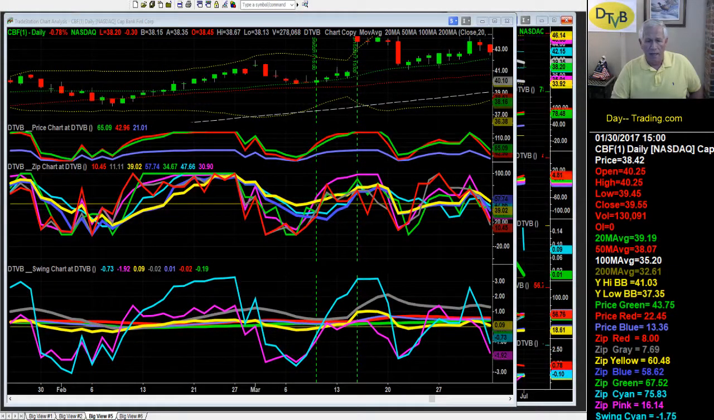Other patterns like the yellow twins, that would be the zip yellow and the power yellow. When they're both lowest and going up, you're in an uptrend. When they're both highest and going down, you're in a downtrend. Zip blue is the same way. And in this example right here, I have zip blue lowest in between the two green lines.